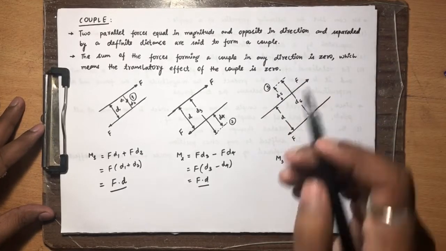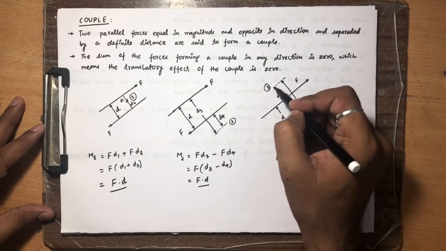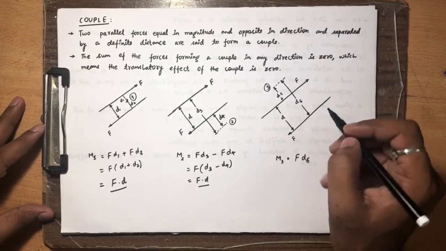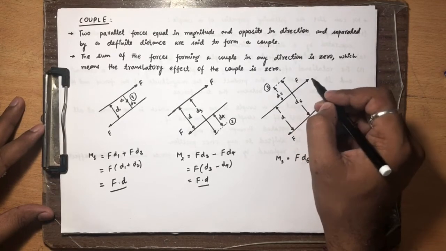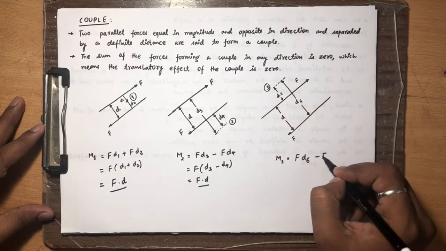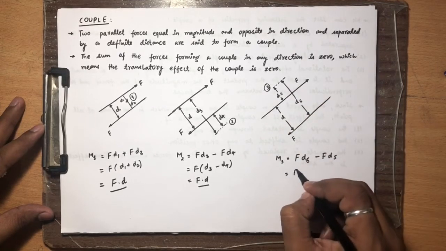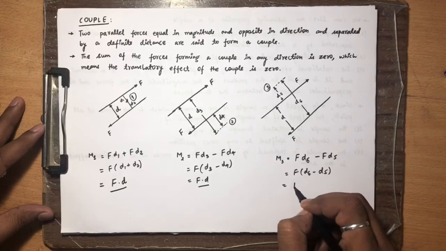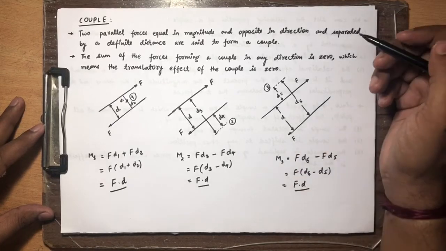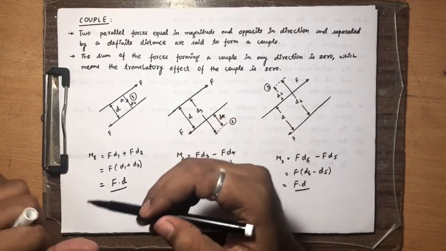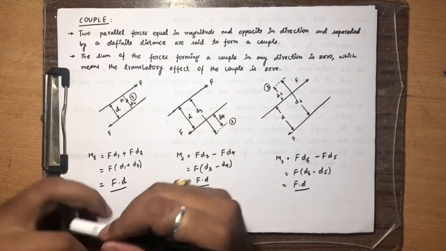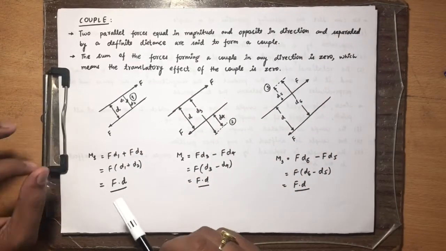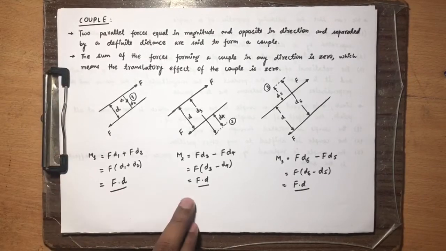Clockwise is positive, so for this force, the point is here, so this is clockwise: F into d6. This force is in this direction, the point is here, so this is anti-clockwise: F into d5. So F into d6 minus d5 is F into d. This is magical. The point you can choose anywhere, the moment is going to be F into D. F is the magnitude, D is the distance between the forces of the couple. Okay, so this is a very good observation you can make.